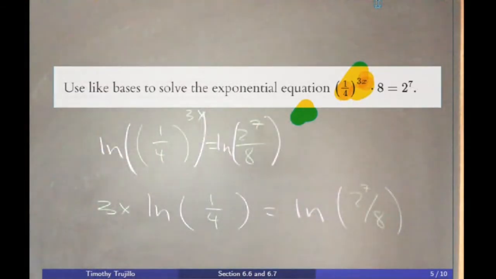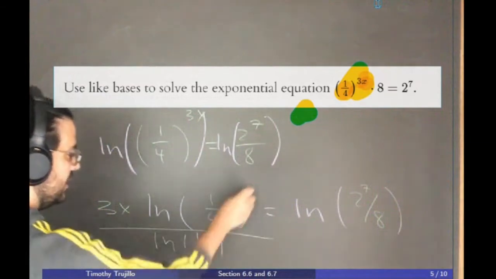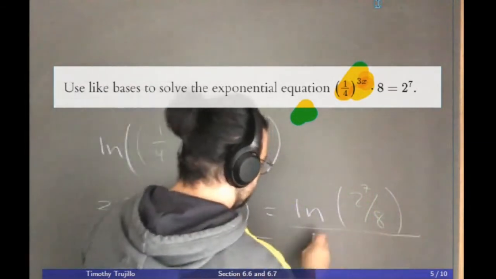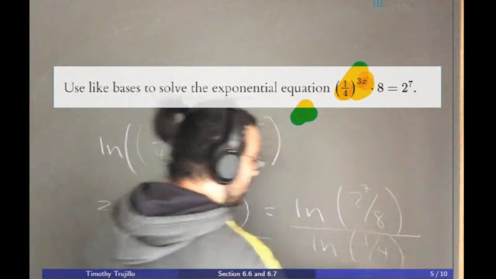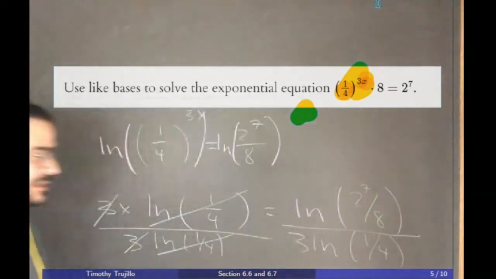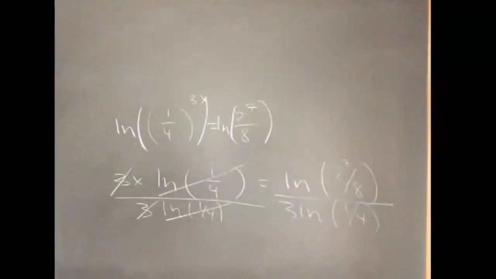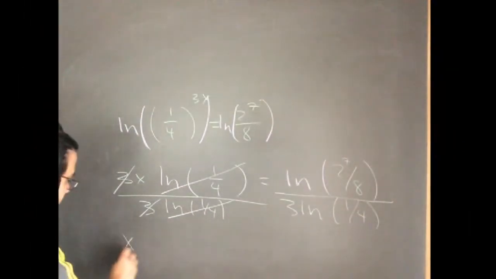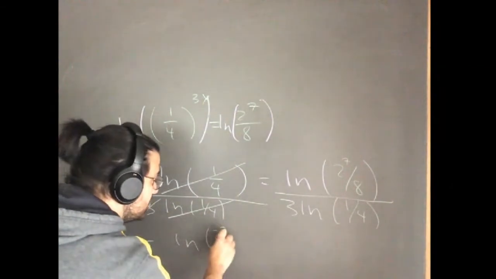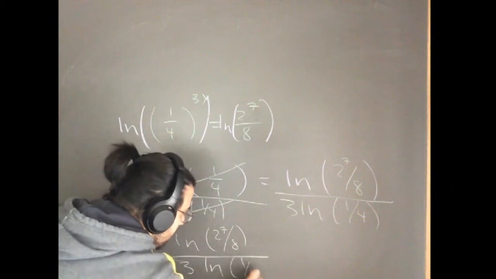And the natural log of 1/4 is a number as well. So we can divide both sides of this equation by this natural log of 1/4, and it'll cancel out on this side. Okay, and then we can also divide by a 3 on this side, and if we do it on this side, we've got to do it on that side as well. And what's left over is just the x. Okay, so here we've got x is equal to the natural log of 2 to the 7th over 8, divided by 3 times the natural log of 1/4.